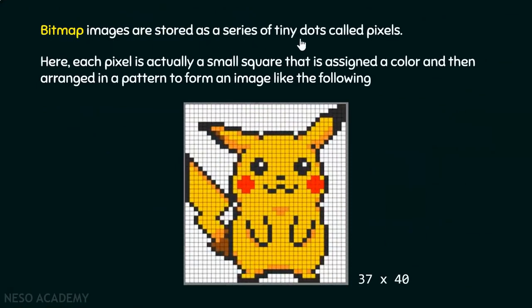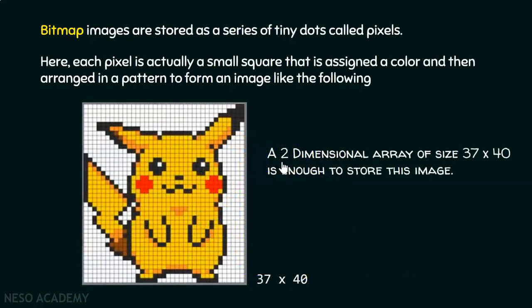Bitmap images are stored as a series of tiny dots called pixels, right? So here you can see in this image that these tiny dots or squares are called pixels. Here each pixel is actually a small square that is assigned a color and then arranged in a pattern to form an image like the following. So you can think of a two-dimensional array like this. Here in this example it is 37 cross 40. Now within that two-dimensional array you are storing pixel information. That is each pixel color you are storing, and then after that you are arranging it in a systematic way, and finally we get this as a result, that is an image of a Pikachu, right? So a two-dimensional array of size 37 cross 40 is enough to store this image, isn't that so?